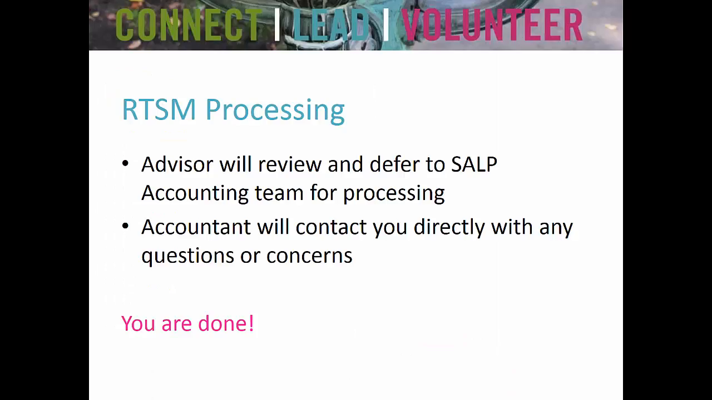Request to spend money forms are processed the same way as budget requests. Your SALP advisor will review the request, correct or clarify information, change the status to deferred to send the request on to the SALP accounting team. Once deferred to the SALP accounting team, any communication with questions or concerns will be between the SALP accountant and the student who submitted the request. When you've submitted all of the required request to spend money forms, you are officially done with the budget and spending processes for the event your group is planning.